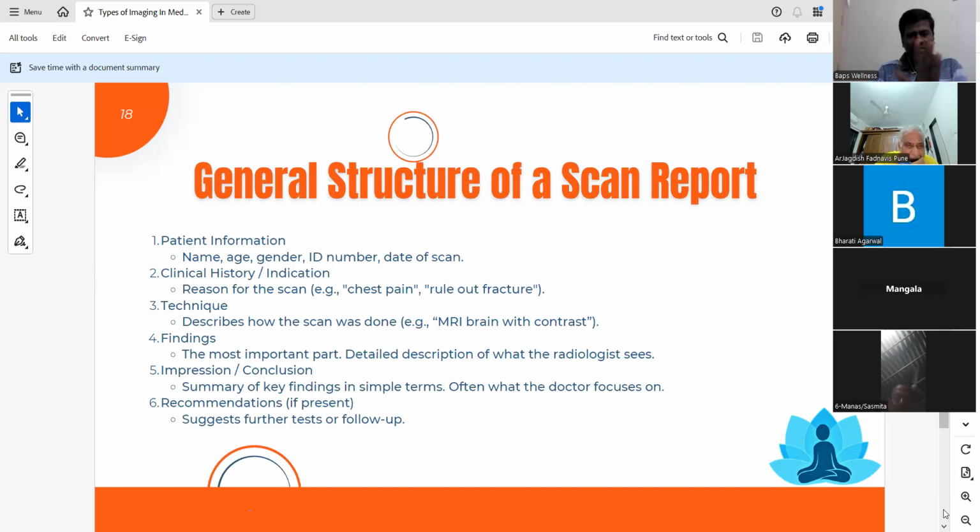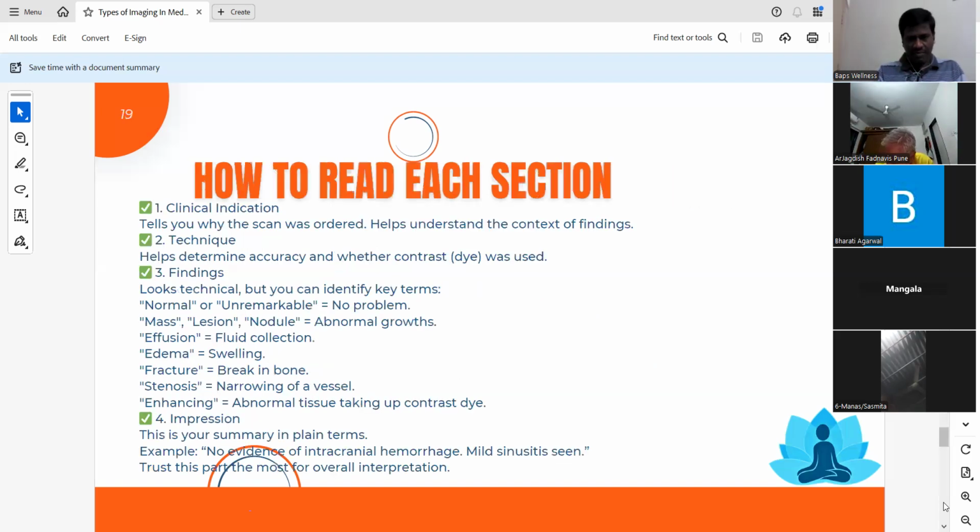And then impression or conclusion. Normally, this is the one we get to see first. So what impression or conclusion they have given. It's a summary of the key findings in simple terms. Often what the doctor focuses on is this area only. And after seeing this, we will have to go through the complete findings to understand exactly what it is. And recommendation, in some cases, is mentioned for further tests or follow-up or to match with clinical examinations or something.